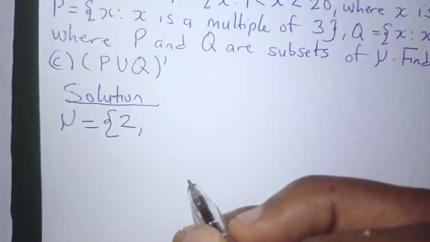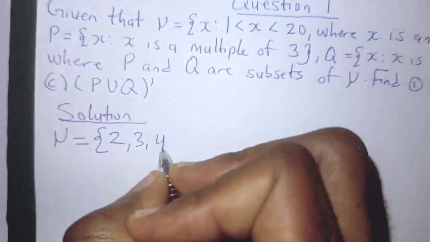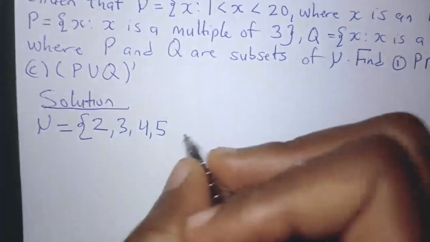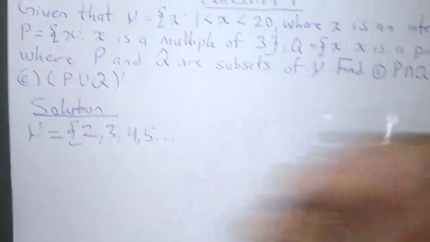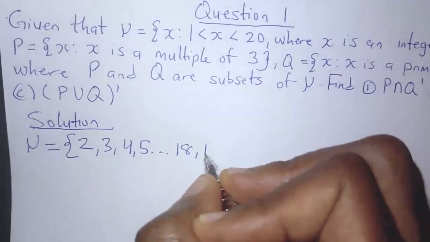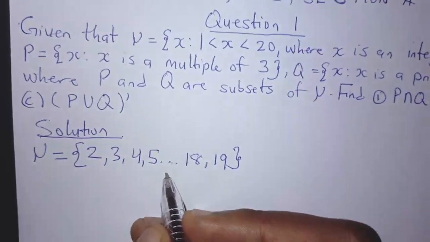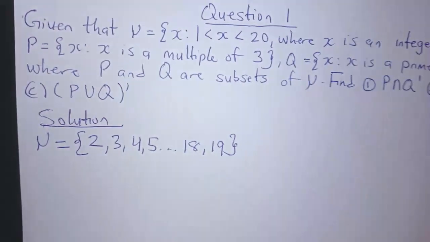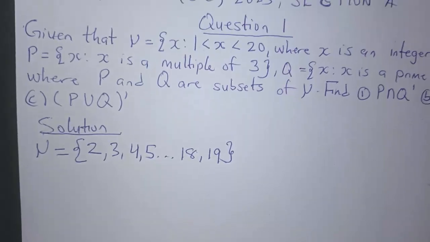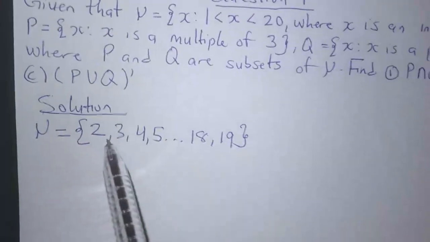So the universal set will comprise 2, 3, 4, 5. I don't want to write everything up until 19. I can just continue on 18, 19. I'm just trying to tell you that I've skipped some numbers here. So I have 2, 3, 4, 5, 6, 7, 8, 9, 10, up to 19. And I think I already mentioned the reason I did not include 20. So this is the universal set.